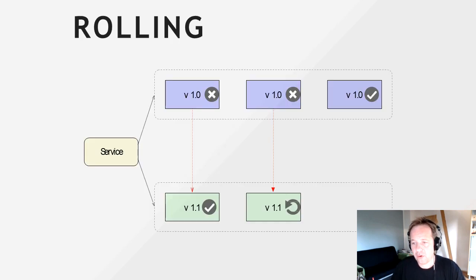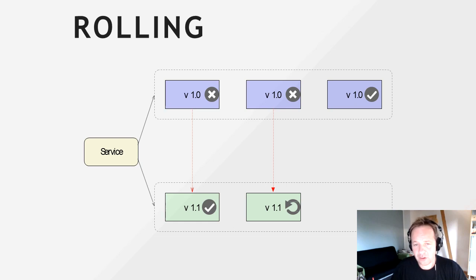Okay, now let's have a look at the different update strategies. So the first one is a so-called rolling update. And the good thing about a rolling update is that you can realize a zero downtime update. So you can realize that your service never gets down. And how does it work?